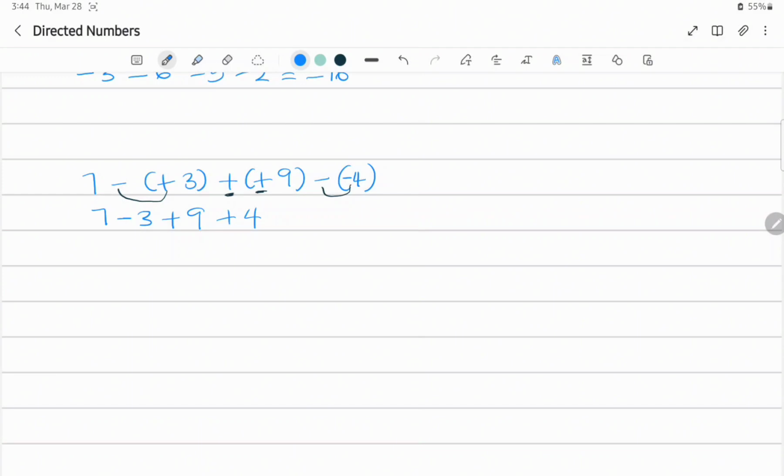Now let's solve. 7 minus 3 is 4. 4 plus 9 is 13. And 13 plus 4 is 17.